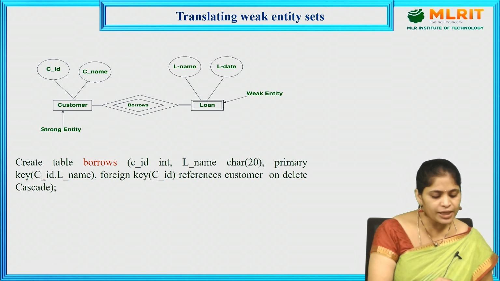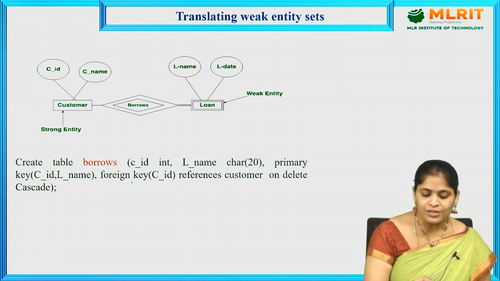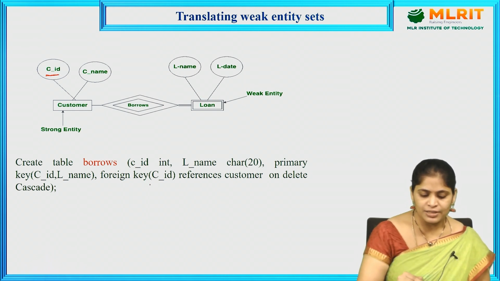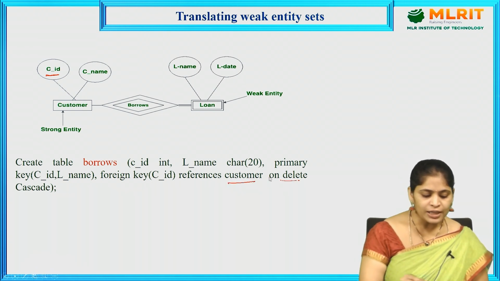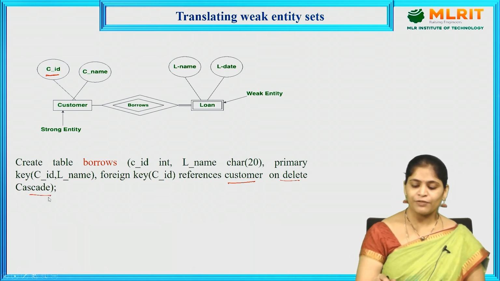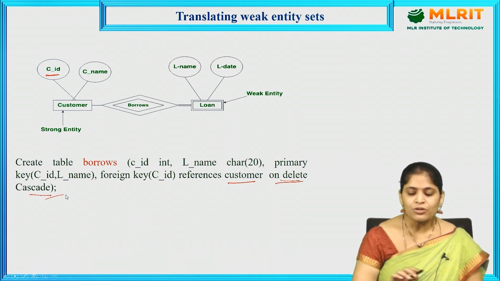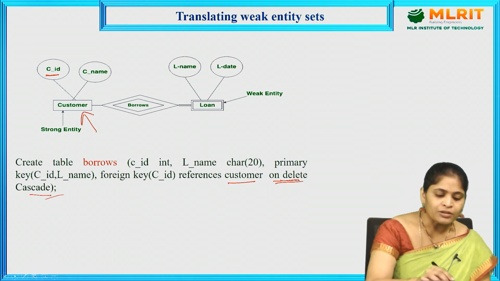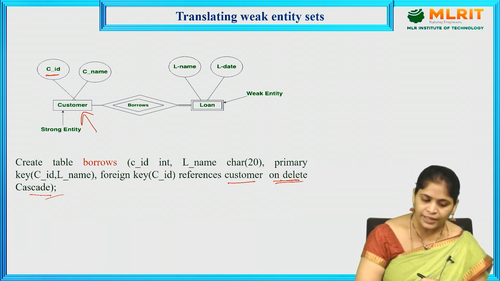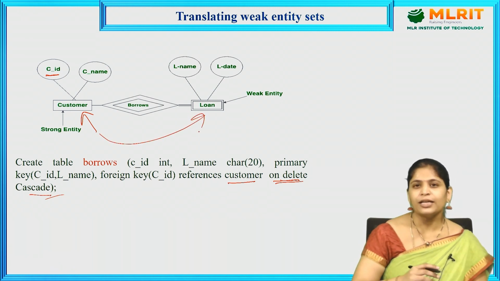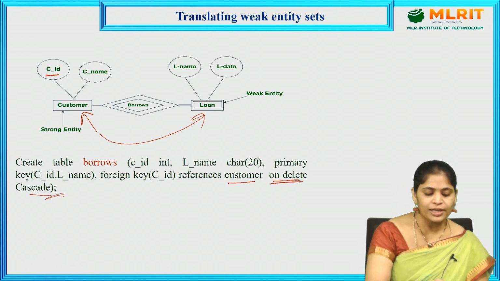So, here the primary key is a combination of CID with L name, so that I can uniquely retrieve the data. Next, what will be the foreign key? Foreign key is nothing but the CID, which acts as the primary key in the customer table. On delete cascade, here one more thing I have included. What is this meant for? It means if I want to delete some rows in the primary table, then automatically those rows will be deleted in the dependent table also.